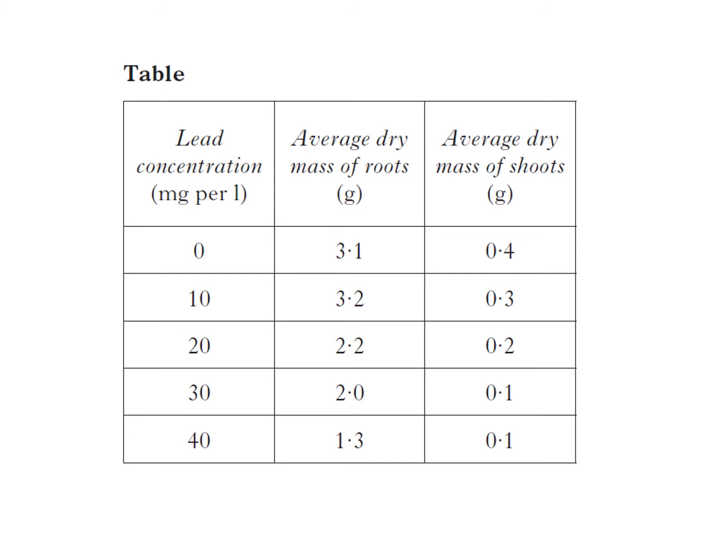The table shows the lead concentration again, so the same kind of thing we had on the graph, but this is just obviously in the table. We've got the average dry mass of roots in grams and the average dry mass of shoots. At least we know what that is now.